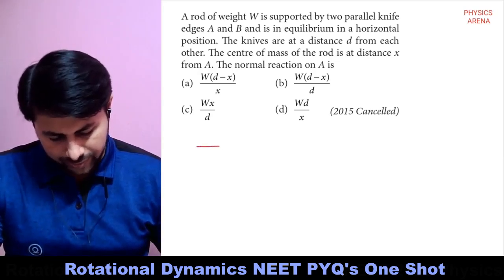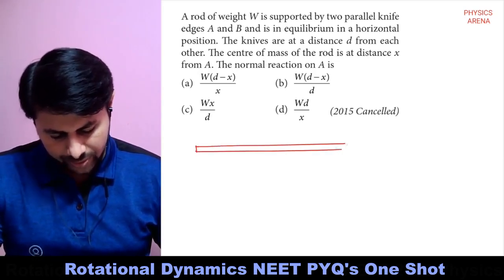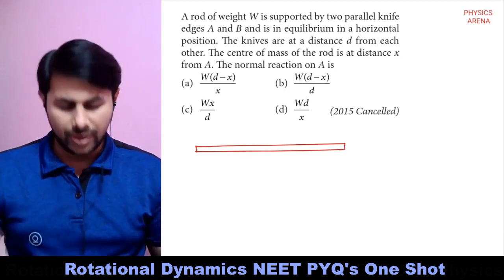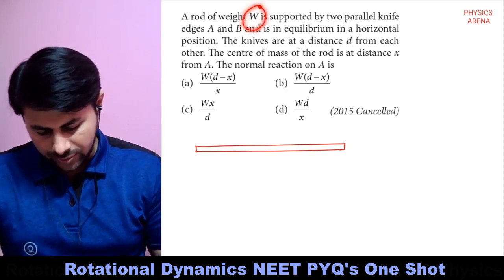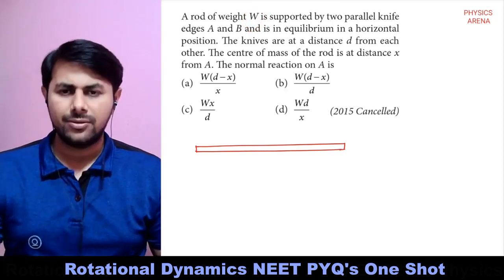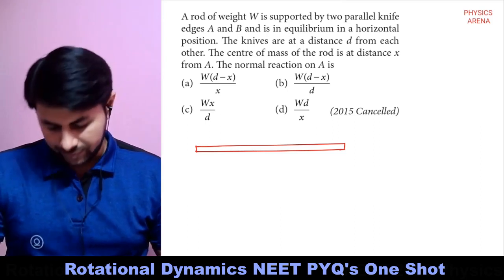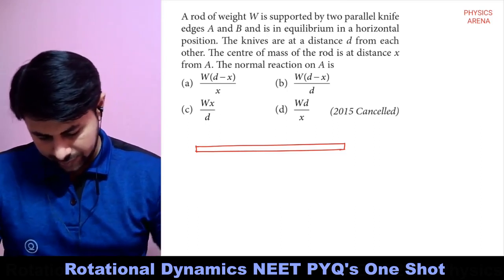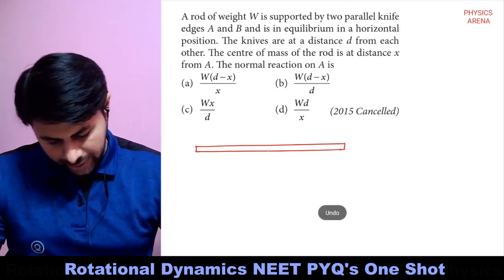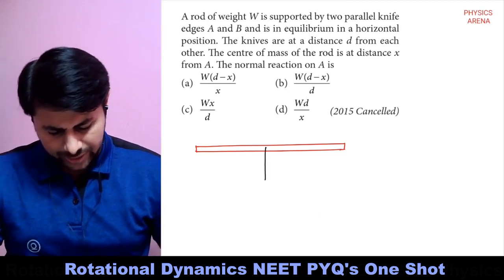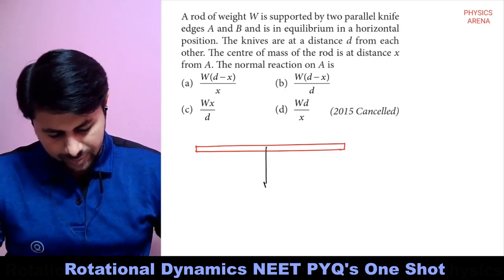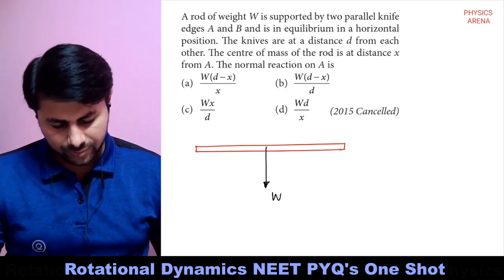There is a rod of weight W. And it will have some length. Now its weight will act downwards. From which point? From the center of gravity. Right? From the center of gravity. And because this is a symmetric body, it will act downwards from its midpoint only.